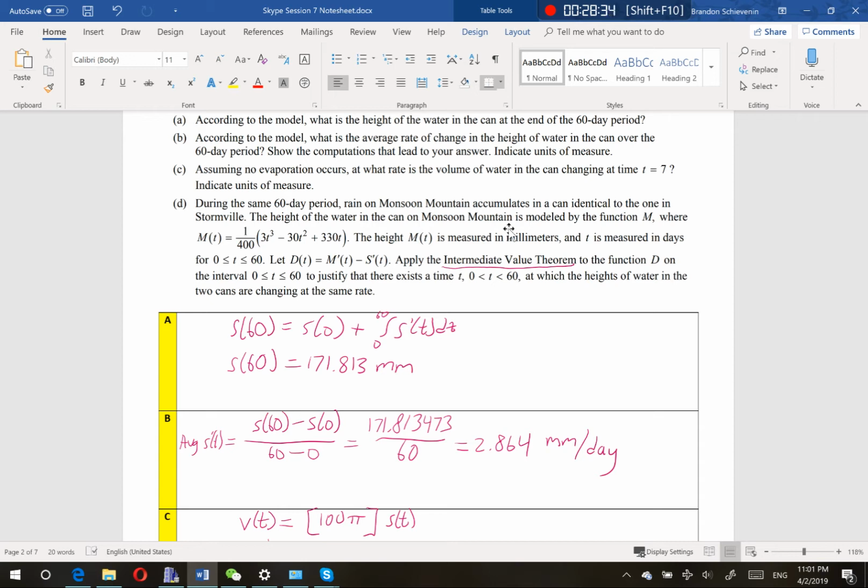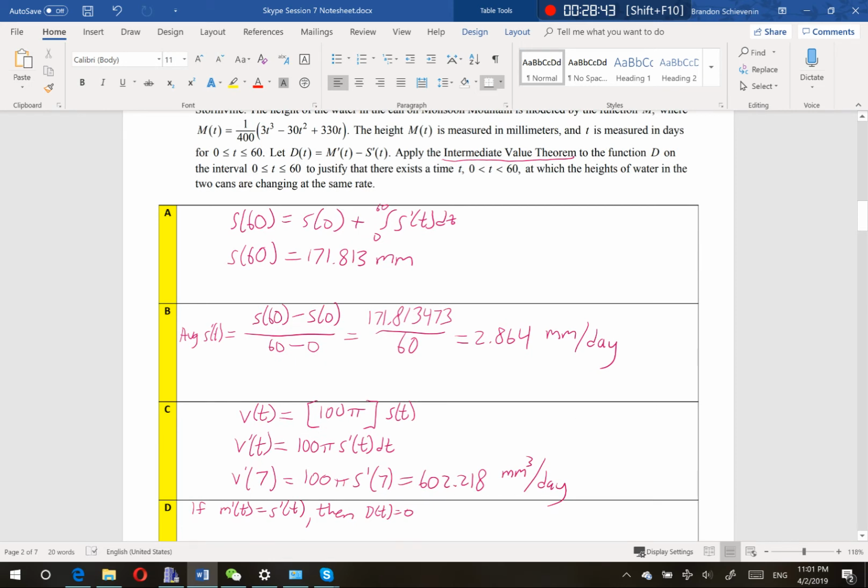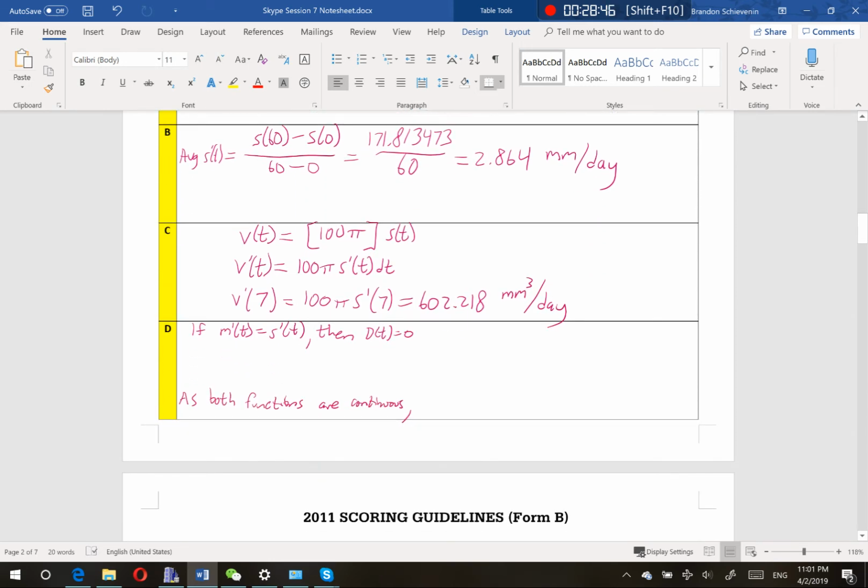1 over 400 times 9t squared minus 60t plus 330. Perfect. Let me go ahead and write that over here somewhere. So m prime at t is equal to 1 over 400 times 9t squared minus 60t plus 330. Okay, so what is m prime at 0?